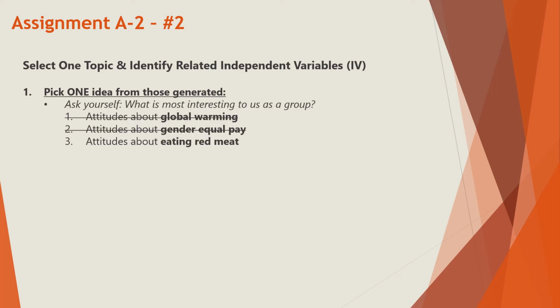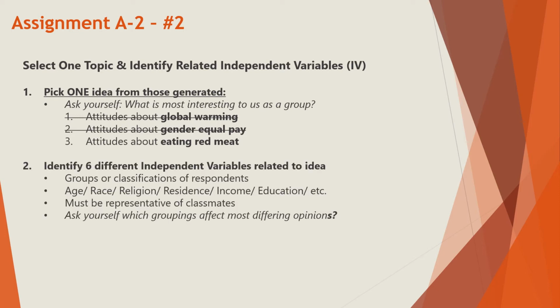So pick 1 idea from those that you generated. Ask yourself what is most interesting to us as a group, and be sure to be looking at those dimensions and thinking which are the most clear. If any of them are kind of vague, I'd leave that one off. Okay? If it's easy to be misinterpreted, I would pick another idea or construct. Now we're going to identify 6 different independent variables related to the idea.